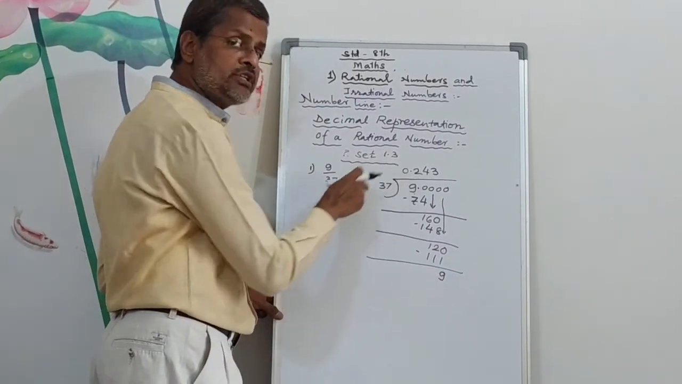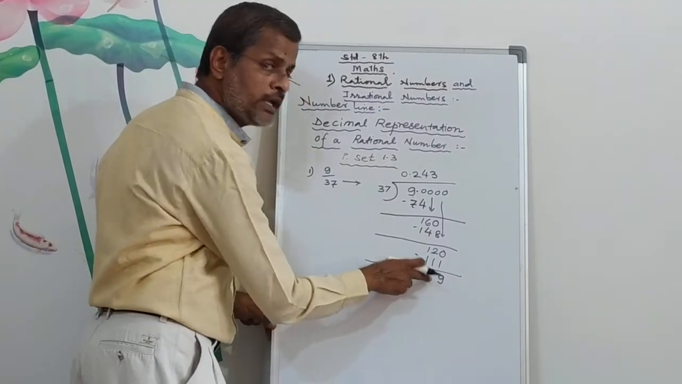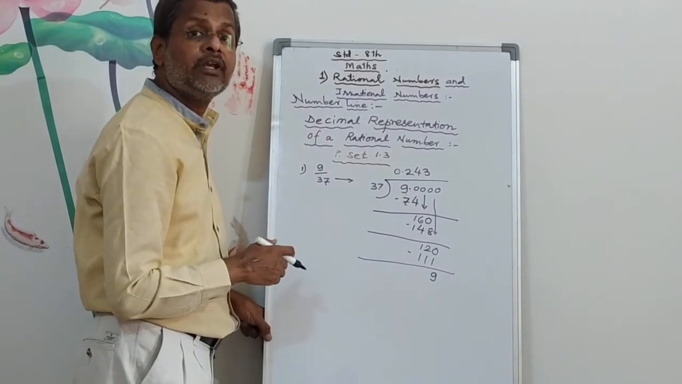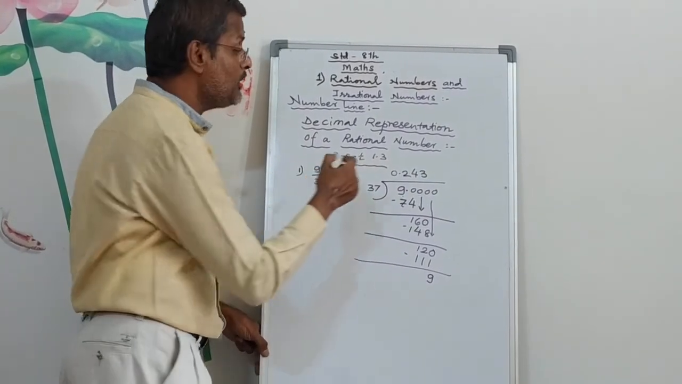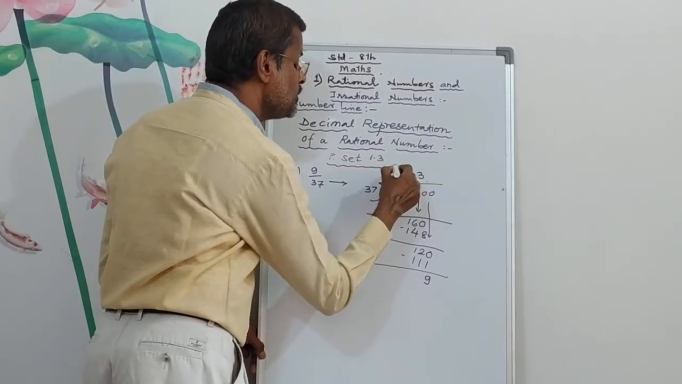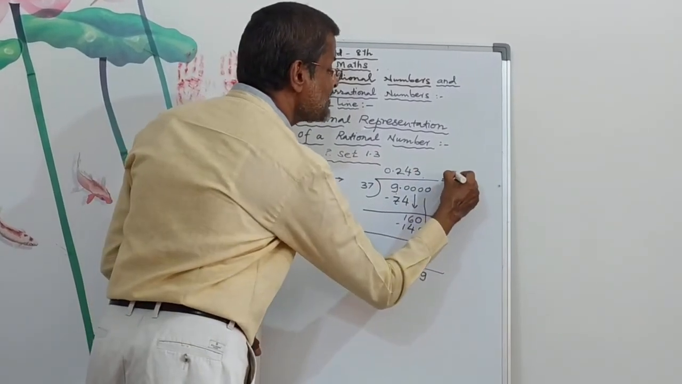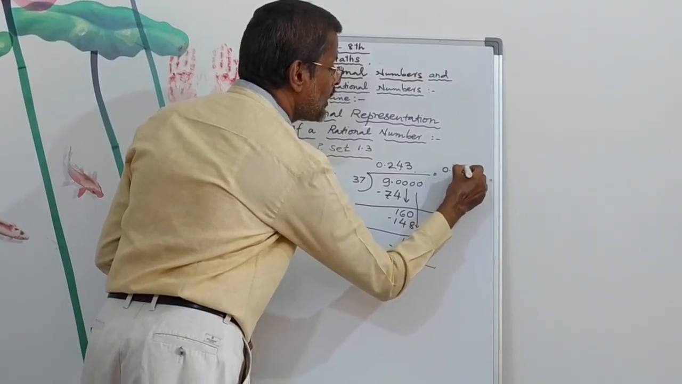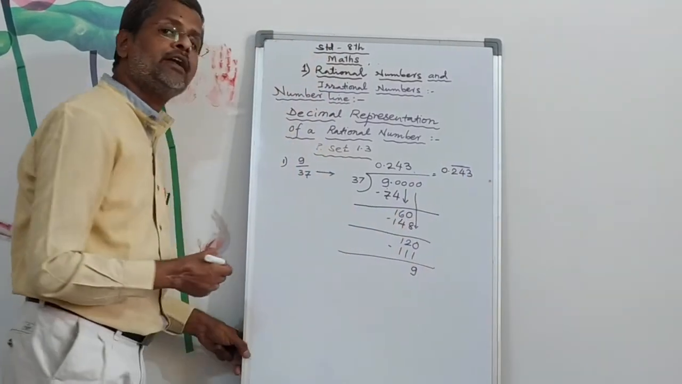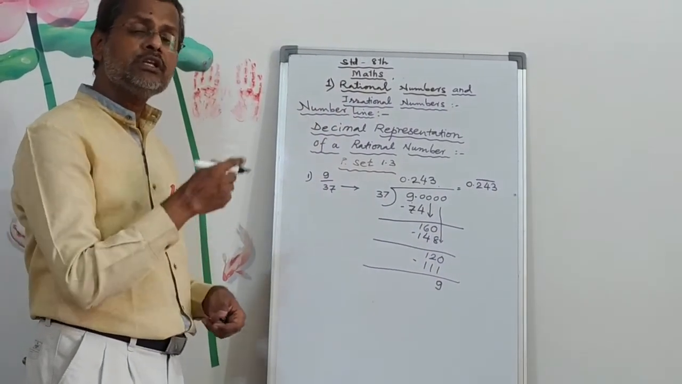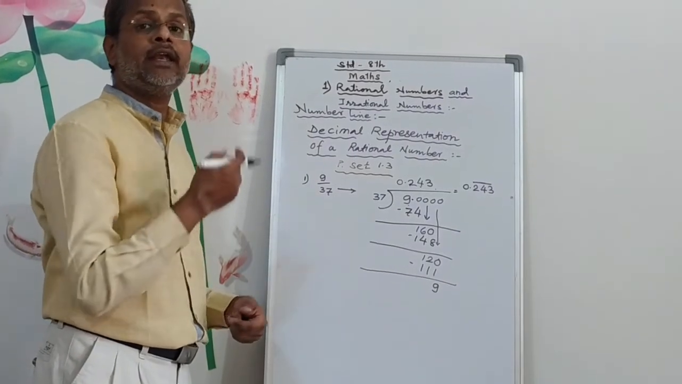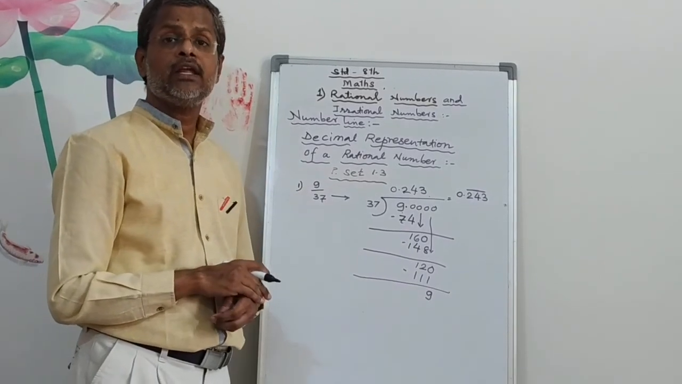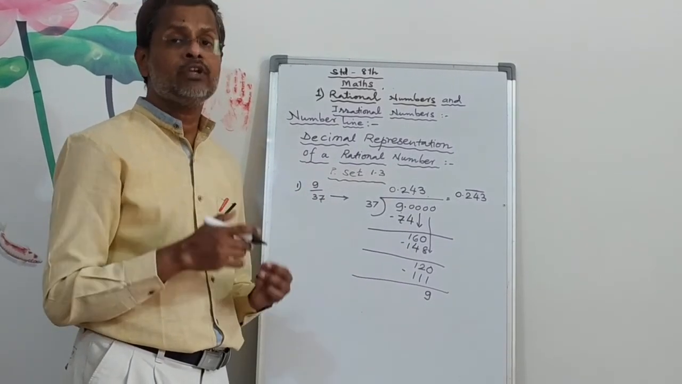So we started our division from 9 and we have reached 9 once again. So the whole division will get repeated, or there will be repetition of 2, 4, 3. That will be represented as 0.243 with a bar over 2, 4, 3. This bar indicates that these numbers 2, 4, 3 will come again and again, or this division is a never-ending, non-terminating division.